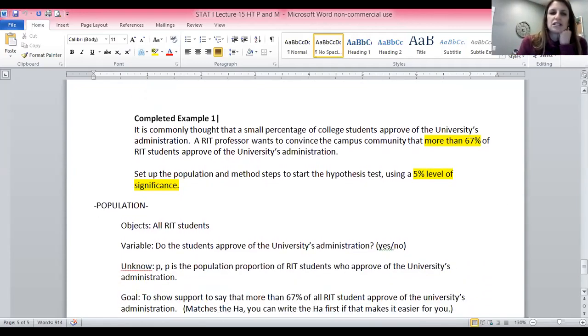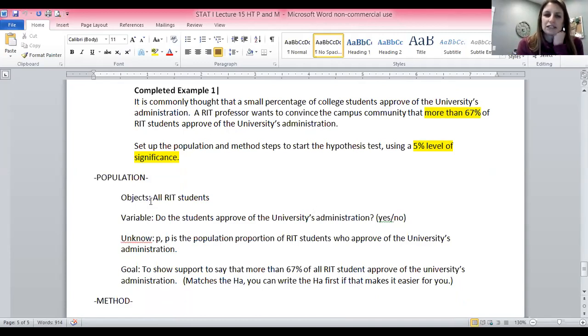So let's walk through this. My population step, I first want to define my objects. My objects are who I'm studying. This is all RIT students. It's not just the few that are in the sample, it's all of them, okay? The variable: do the students approve of the university's admin? It's a yes, no. When you see something like this, when it's worded like a question with a yes, no, you should recognize that that's proportions, that's categorical data, right? Someone either answered yes or they answered no. So they either fit in the category of yes if they approve or they don't. Then that leads me to my unknown, which is P, because it's categorical.